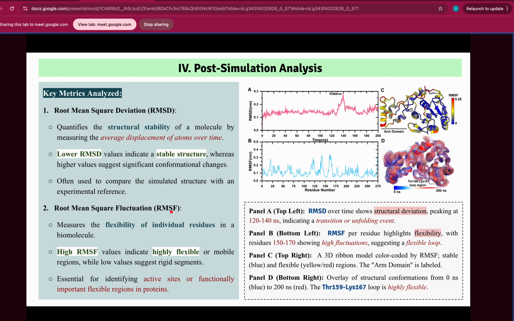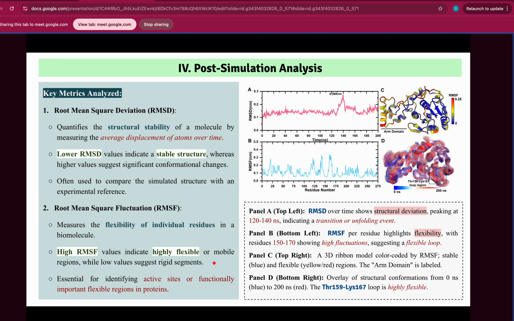And if we talk about the root mean square fluctuation, it measures the flexibility of individual residues. If you have high RMSF, it indicates that the structure is highly flexible. That means certain residues are changing their position with time, or those are mobile regions. For example, if you have an enzyme, then as soon as it binds to a substrate, according to the induced fit hypothesis, after binding to a particular substrate or ligand, the protein can undergo a change in conformation. To study those changes, those fluctuations, we can use RMSF.